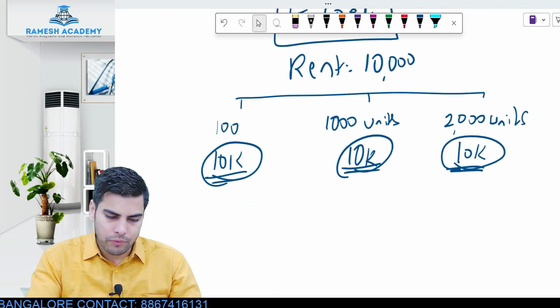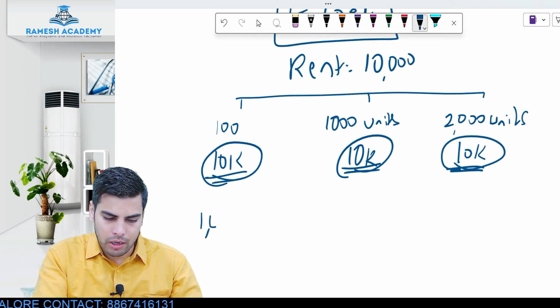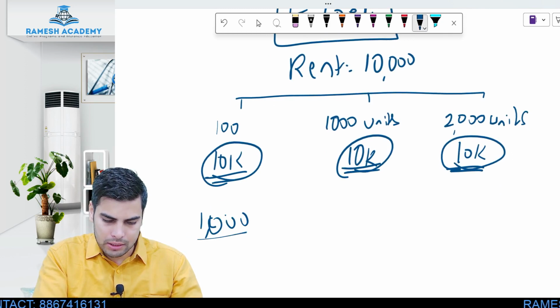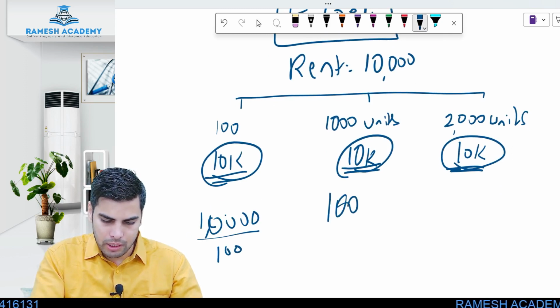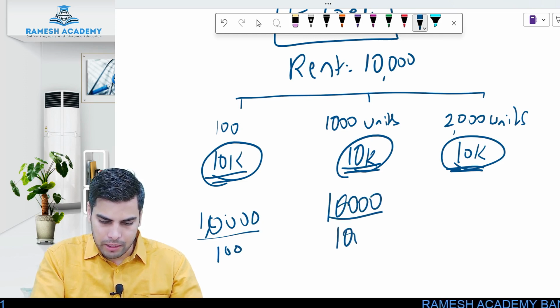But per unit, if you calculate, how much will this be? It would be 10,000 divided by 100 units, and this would be 10,000 divided by 1000 units.